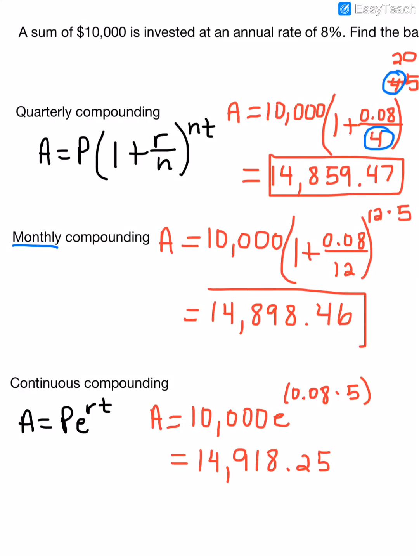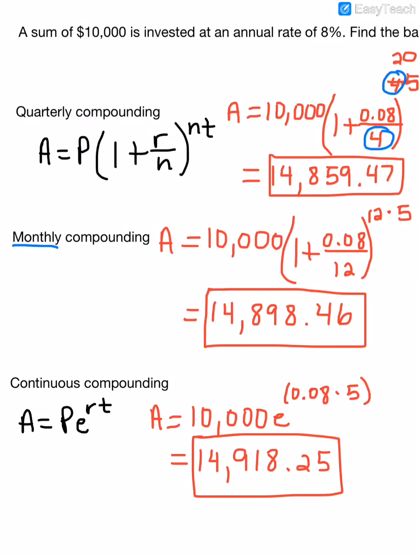So if you look at the different amounts that we got, when it was compounded quarterly, we got $14,859.47. When it was compounded monthly, it was $14,898.46. And when it was compounded continuously, it was $14,918.25. So the amounts are close, but the more number of times that it's compounded, the more it is. So if you wanted to invest some money, you would want the compoundings to happen more frequently. And if you were borrowing money, if you were getting a credit card or taking out a loan, then you would want it to be compounded less frequently, because the more number of compoundings, the higher the costs.